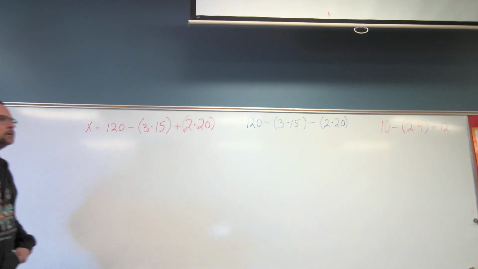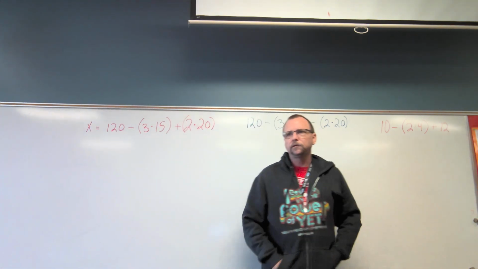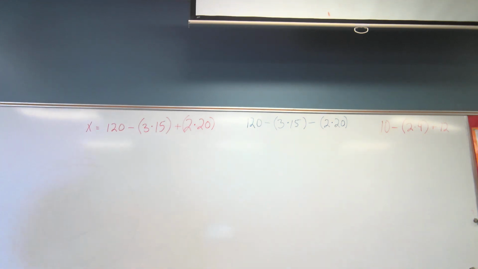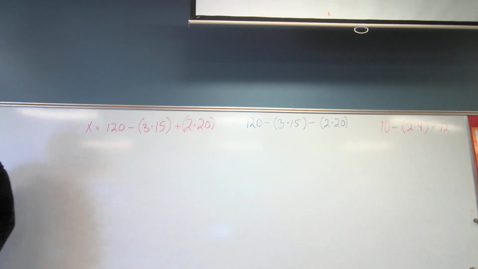This one over here is on the order of operations assignment, and I noticed that several people missed it, so I want to go through and figure out why we missed it. We're going to start with this one on the left. We're going to go left to right because that's how you read. We have x equals 120 minus 3 times 15 plus 2 times 20.